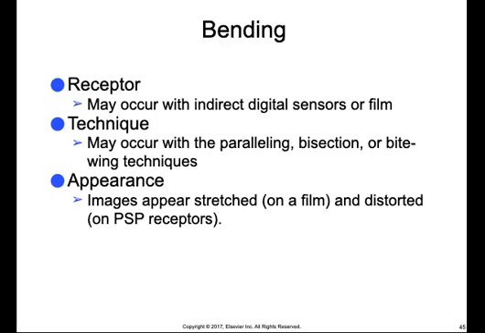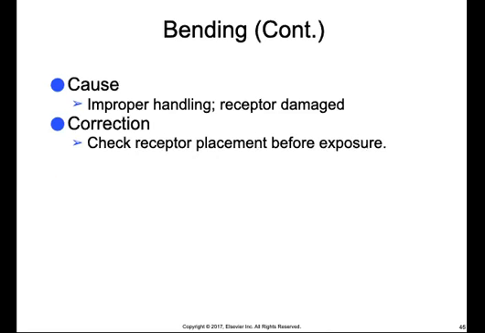Bending can occur with indirect digital sensors such as phosphor or PSP plates, or film, and it can occur with paralleling, bisecting, or bite wing techniques. It will appear as if the image is stretched. On a film, or on a phosphor or PSP receptor, it will appear distorted. Bending cannot occur with wired digital sensors. The cause of this is mostly improper handling.